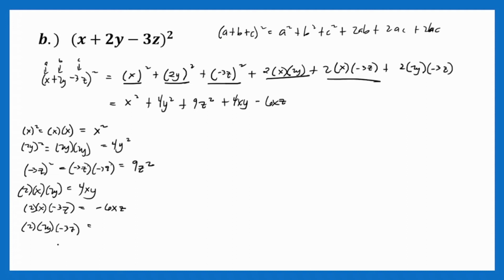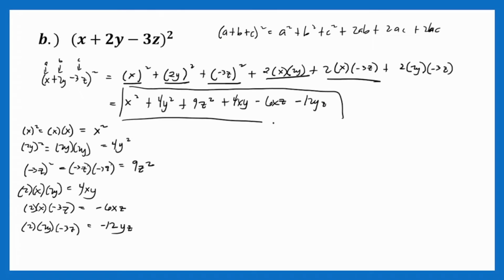So, lahat ng numbers mo nakamultiply. 2 times 2 is 4 times negative 3. That is negative 12. Yung y walang kapareho, yung z walang kapareho. So, we have negative 12yz. And this is now the final answer.